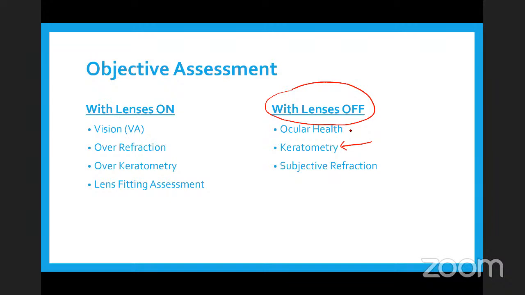The next test would be subjective refraction, which will again help you make sure that the refractive status of the eye is being maintained after lens removal. So once the lenses are removed, the refraction should be the same as it was before. It should not be different. 0.25 changes are acceptable, but more than 0.5 diopter changes are not in the acceptable range. So you know that there has been some influence, probably corneal edema, we don't know. And you can look at it very carefully again in the ocular health.